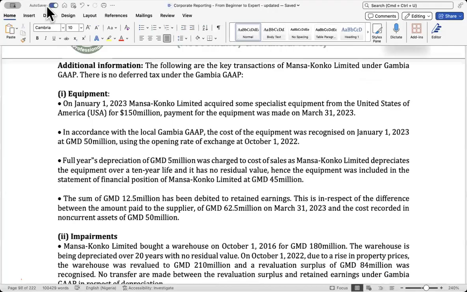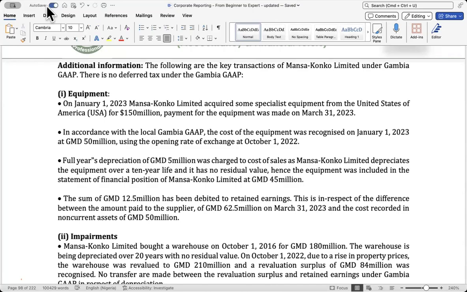Additional information. The following are key transactions of Mansa Cooper Limited under Gambia GAAP. There is no deferred tax under the Gambia GAAP. 1. Equipment. On January 1, 2023, Mansa Cooper Limited acquired some specialist equipment from the United States of America for $150 million. Payment for the equipment was made on 31st March 2023.